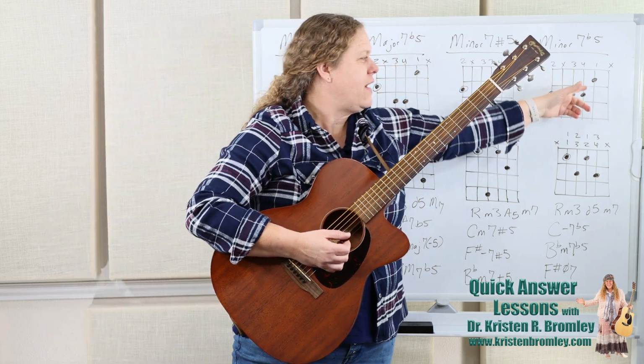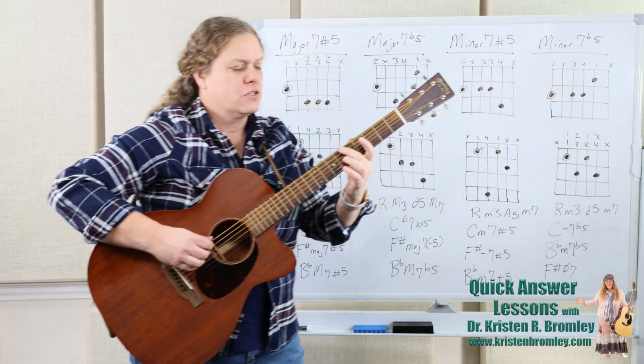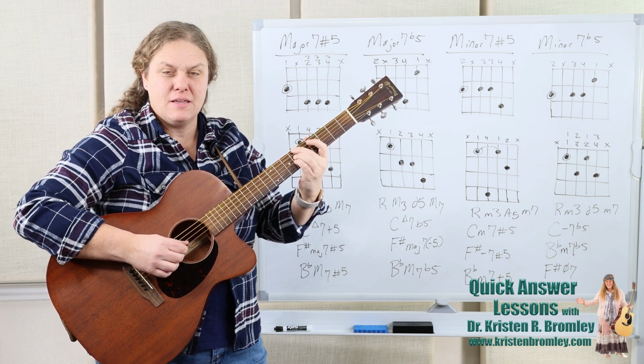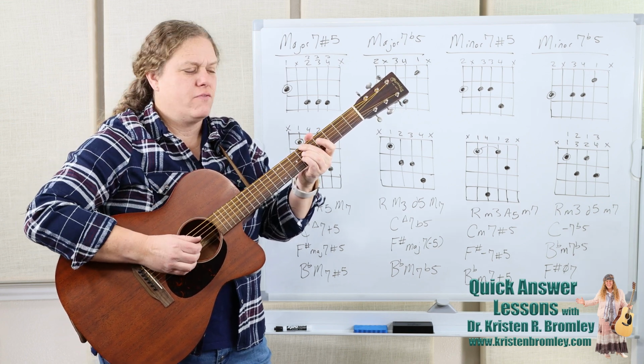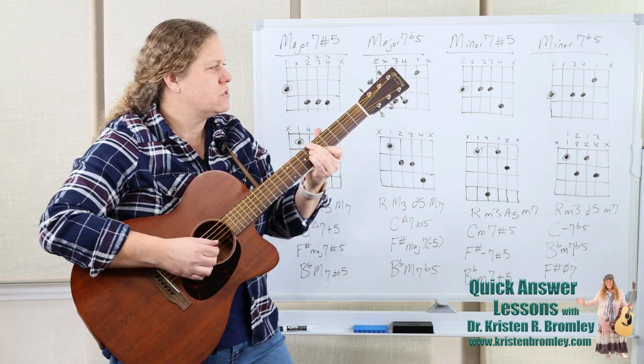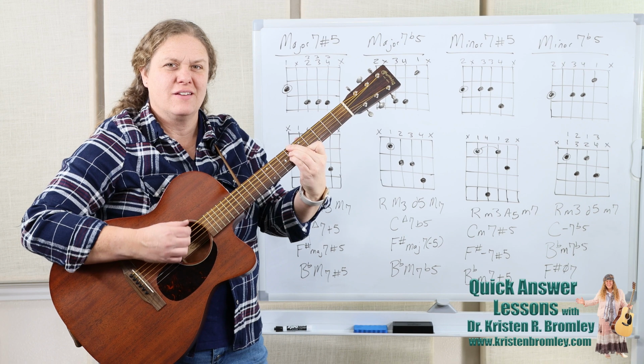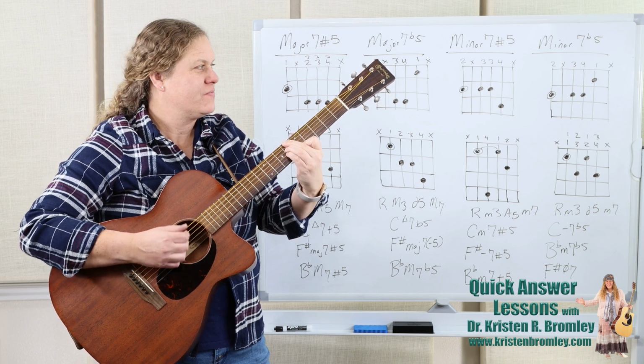If I want to flat the 5 instead, it comes over. So I'm going to use middle at that 6th fret, 6th string, ring and pinky, 6th fret on strings 3 and 4, and then index is going to catch at the 5th fret on the 2nd string. It's going to catch that minor 7 flat 5.